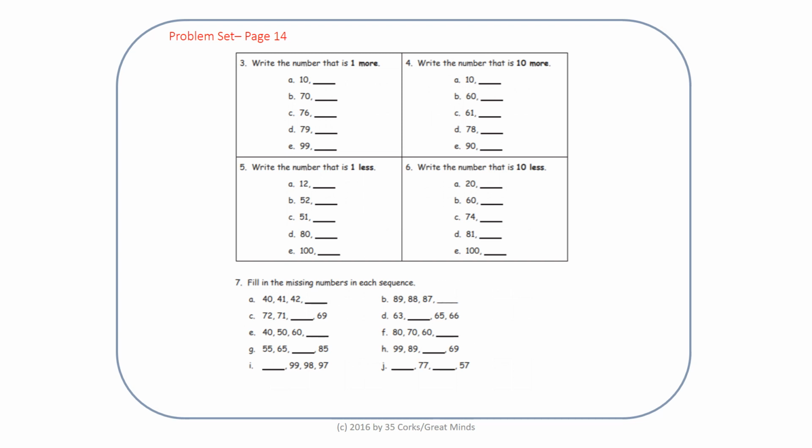So this is the second page of your work for tonight, page 14. Number 3 says, write the number that is 1 more. So for each of those, you're writing the number that is 1 more. Number 4 says write the number that is 10 more. 5 says write the number that is 1 less. And 6 says write the number that is 10 less. At the bottom, number 7 says fill in the missing numbers in each sequence.